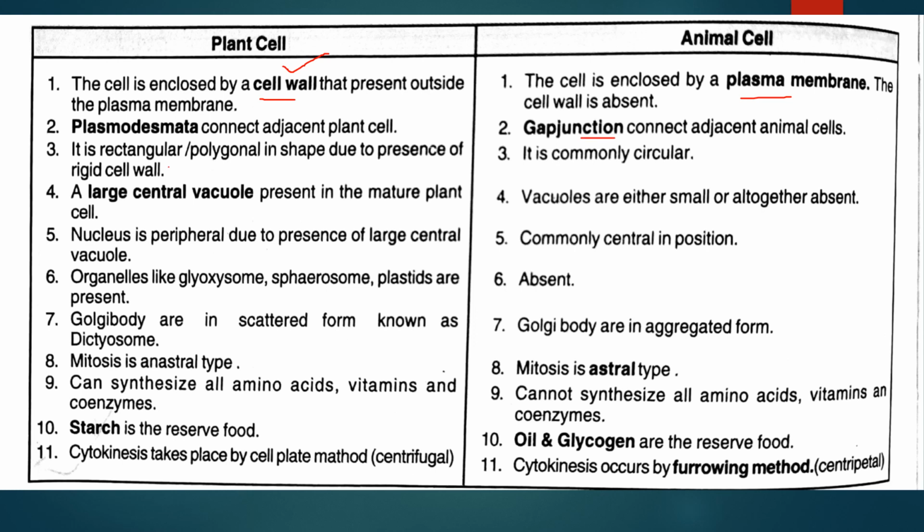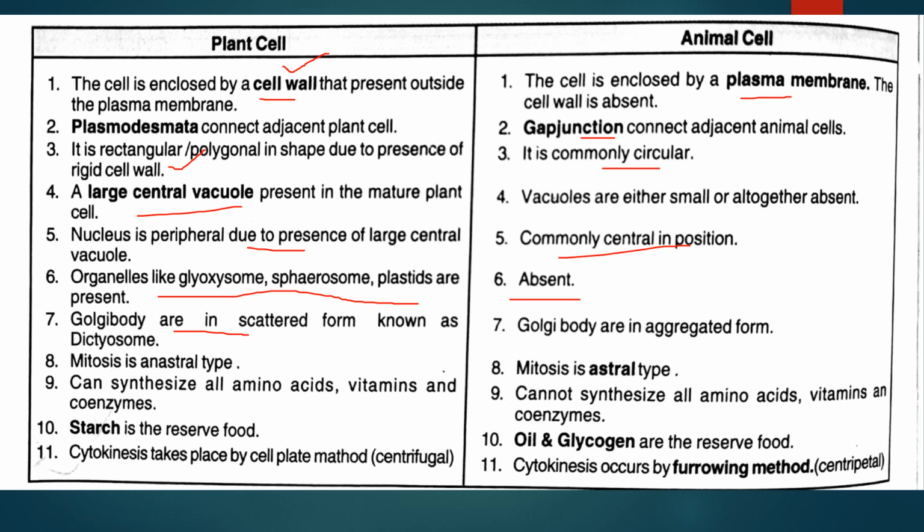Then the cell wall makes it rectangular in shape. Then animal cell is generally circular. A large central vacuole is present in plant cell, but it is absent in animal cell. They are either small in size or altogether absent in animals. Nucleus is peripheral because a large central vacuole is present in plant cell, but in animal cell, the nucleus is centrally present. Organelles like glyoxysome, spherosome, and plastids are present in plant cell, but they are absent in animal cell.